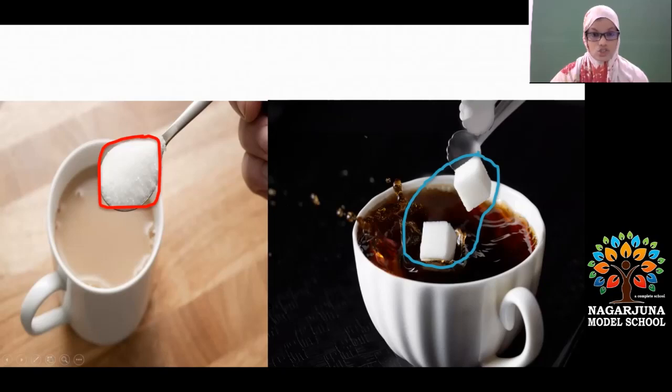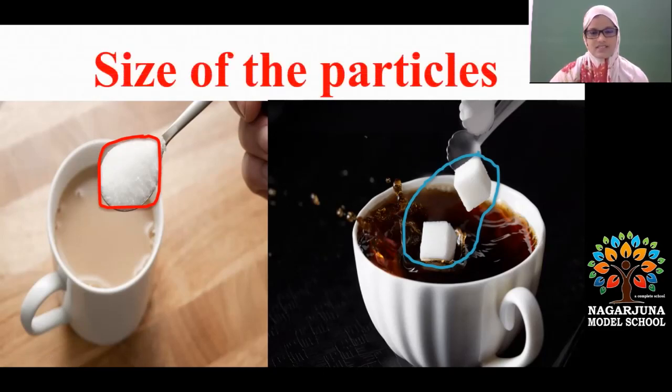Sugar particles. Why? Because they are small in size. So, sugar particles dissolve in tea fast. What does it mean? It means that the size of the particles affects the rate of dissolving. Let's check the second one.